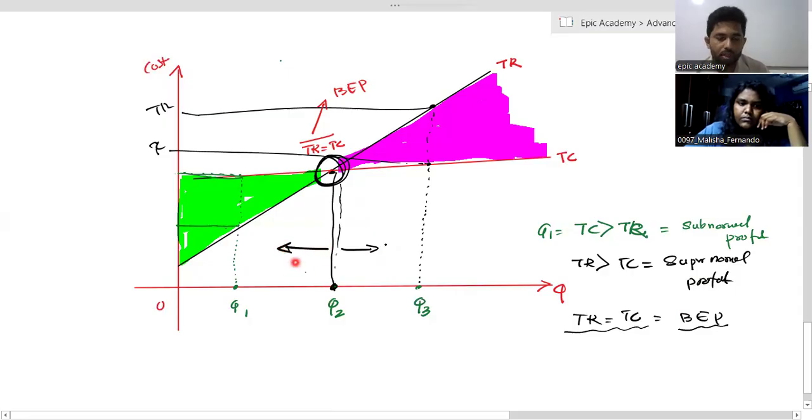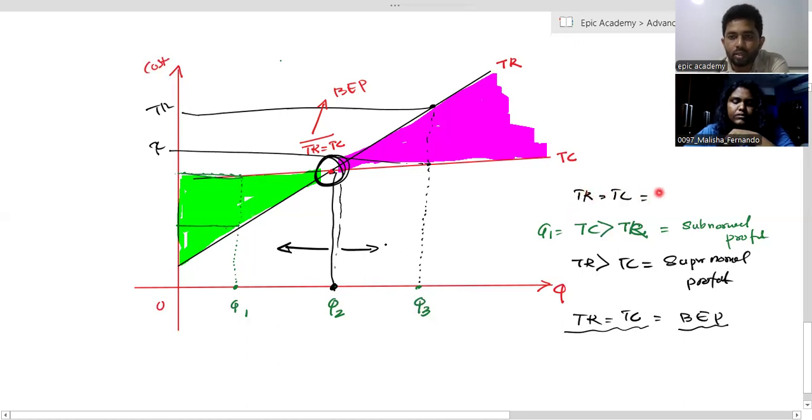If you try to reduce the production from the break-even point, then what happened? It must be subnormal profit. So then the profitability, earnings can be decided according to this one, isn't it? Yes. This is the break-even point of the entire organization. So we can call it normal profit, because TR is exactly equal to the total cost. We can call it normal profit.